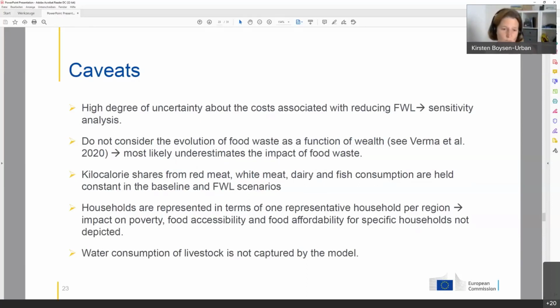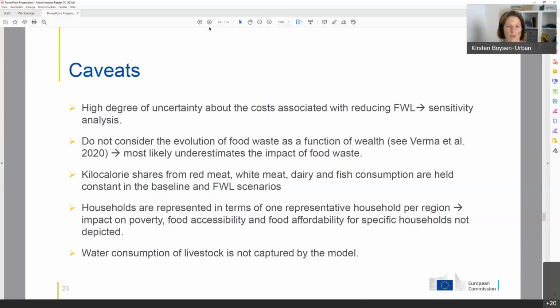And also important to note is that we fixed the kilocalorie shares from red meat, white meat, and dairy in the baseline. This also affects the impact of the food waste and loss scenario. This means we cannot account for big changes in diets with regard to food waste and loss. Also, our model is not capable of accounting for household-specific effects with regard to the impact on poverty, etc.